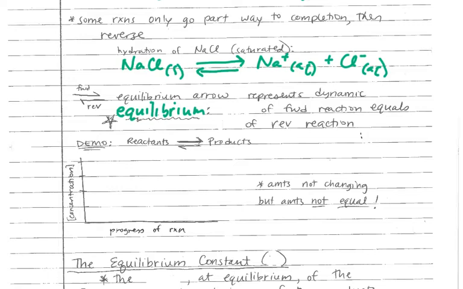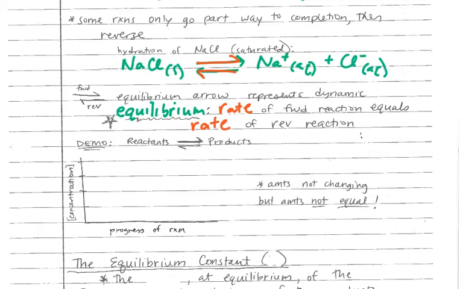And the definition of equilibrium, and this is important, is that the rate of the forward reaction equals the rate of the reverse reaction. At equilibrium, it is not that you have equal amounts of solid sodium chloride and aqueous sodium chloride. It's that the forward and reverse reactions, the rates of those two arrows, are equal at equilibrium.